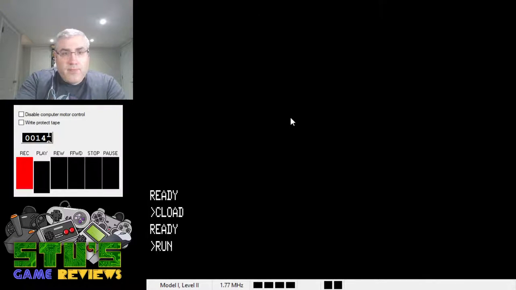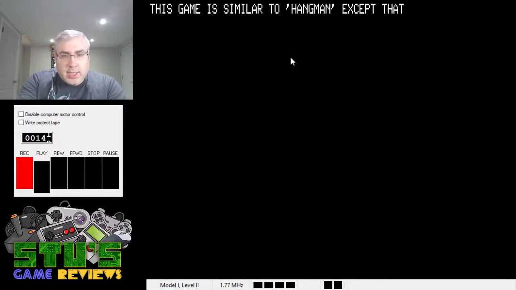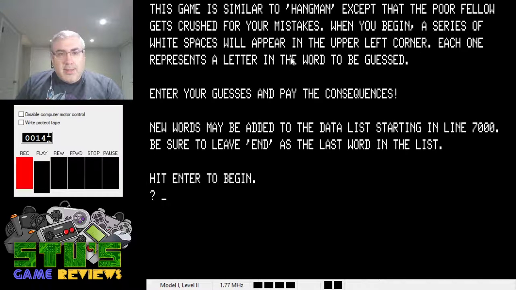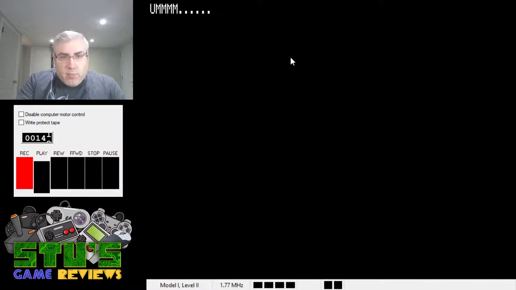Run. Would you like instructions? Yes. This game is similar to Hangman, except that the poor fellow gets crushed for your mistakes. When you begin, a series of white spaces will appear in the upper left corner. Each one represents a letter of the word to be guessed. Enter your guesses and pay the consequences.